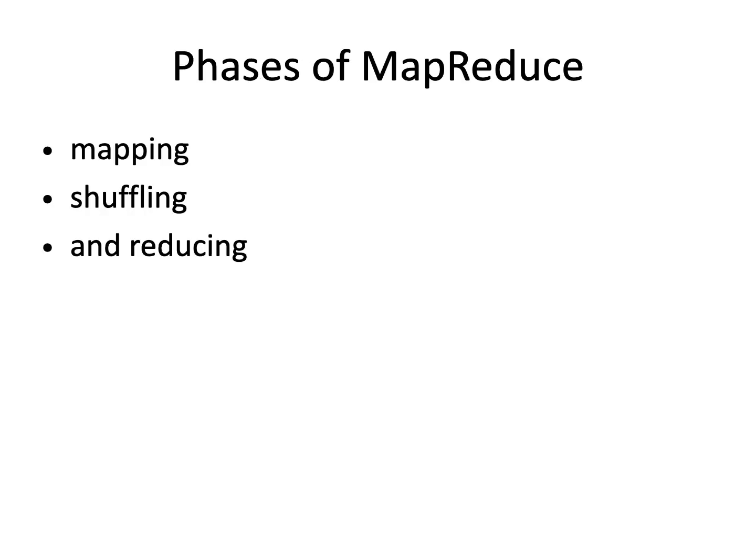And let's see the phases of MapReduce. Basically, the MapReduce program is executed in three main phases. One is mapping, another is shuffling, and the third is reducing. Besides these, there is also another optional phase known as the combiner phase, but we'll be discussing only these three phases.